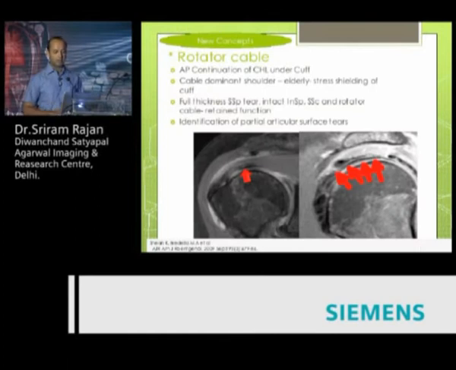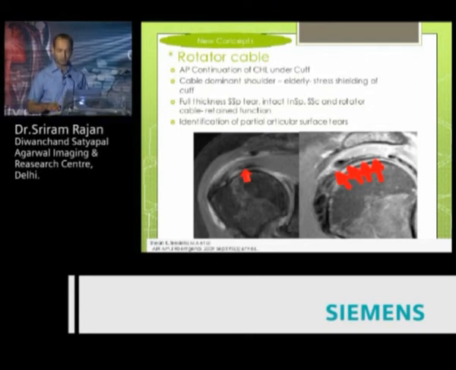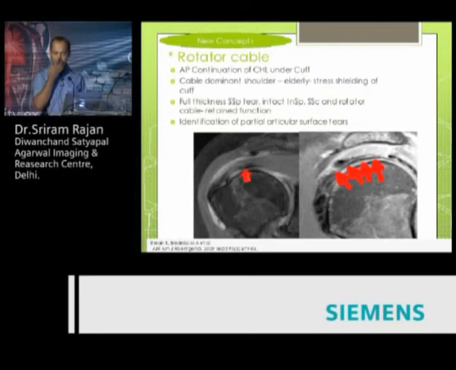Like I mentioned, the rotator cable is the anteroposterior continuation of the CHL, or the coracohumeral ligament. On the sagittal image, you can see that that's the coracohumeral ligament passing over the biceps tendon. Then it's passing under the rotator cuff. And this is something which you should identify. If there's disruption of the rotator cable, that implies that the patient is going to be in more trouble, and even small tears will lead to more problems.